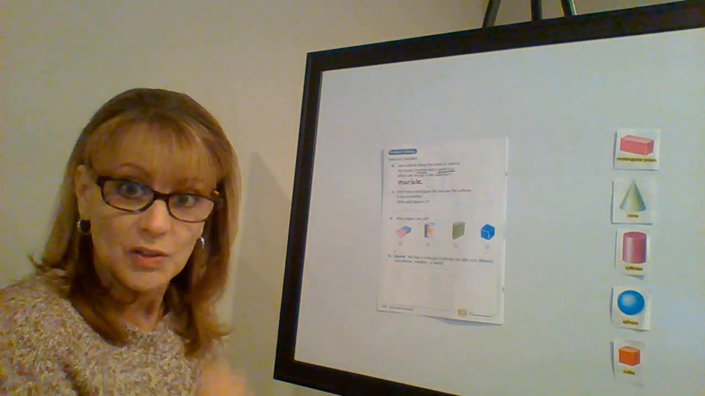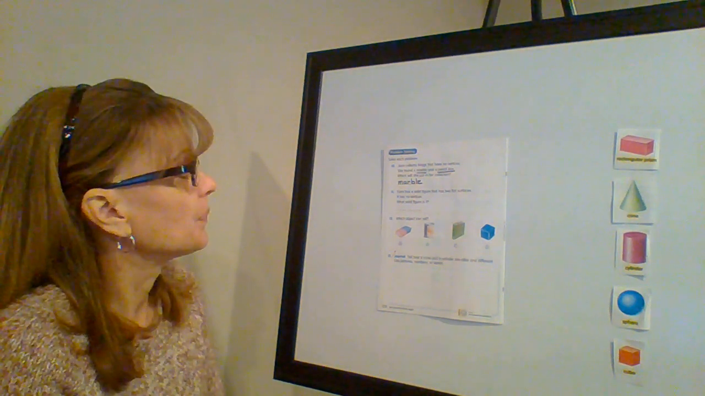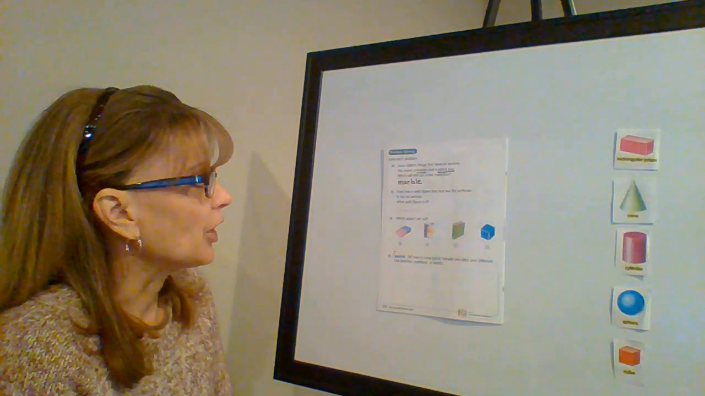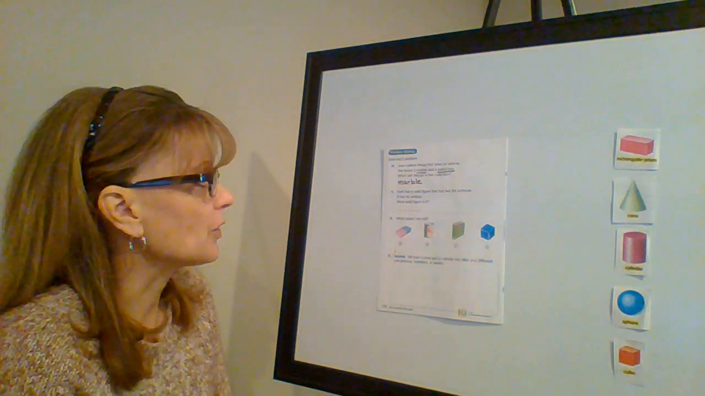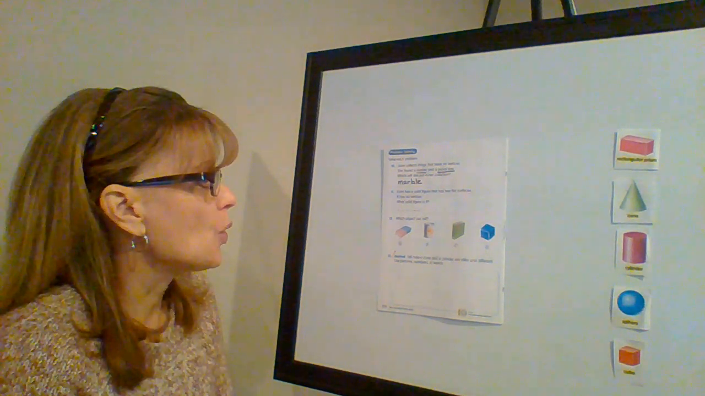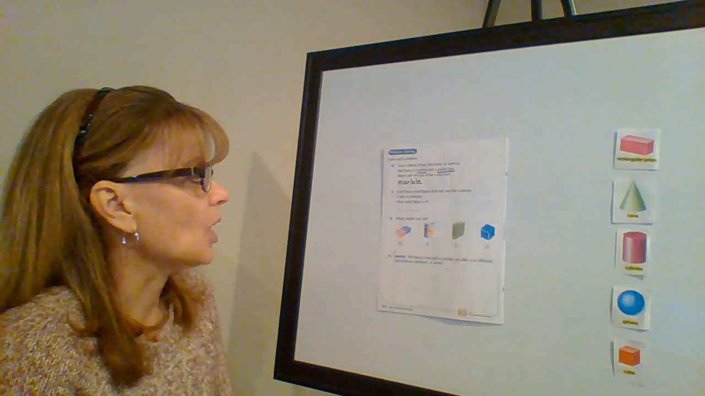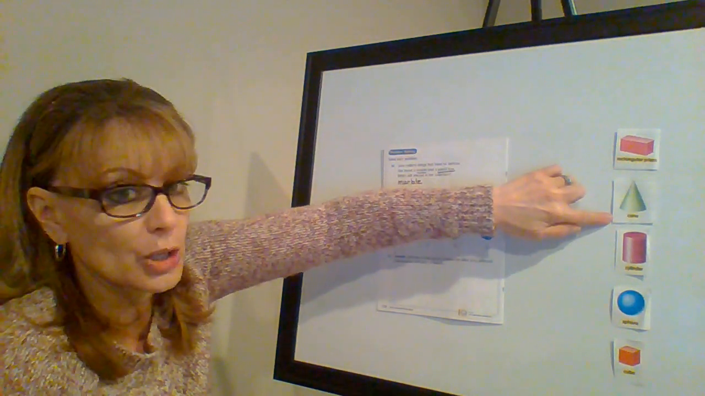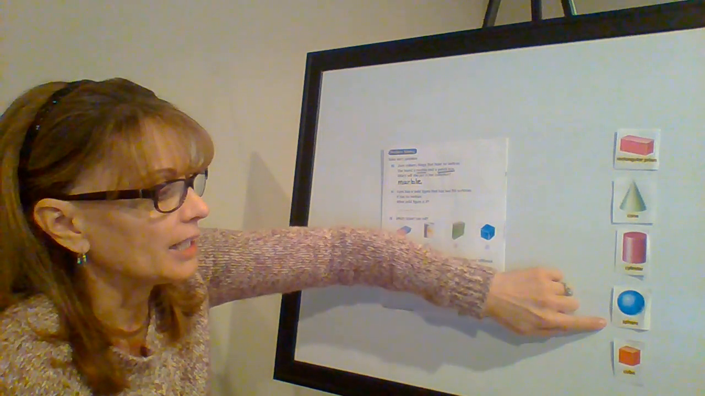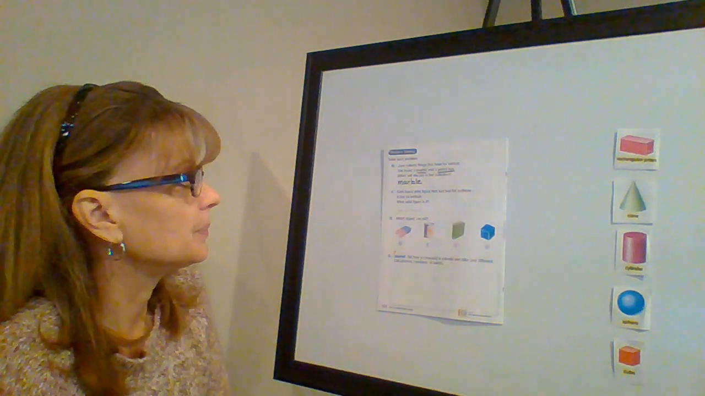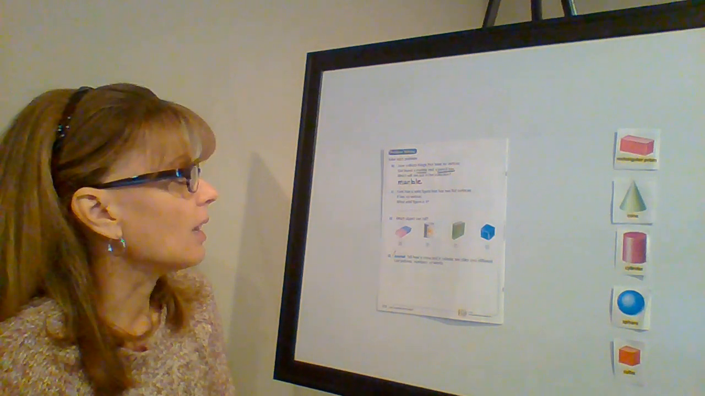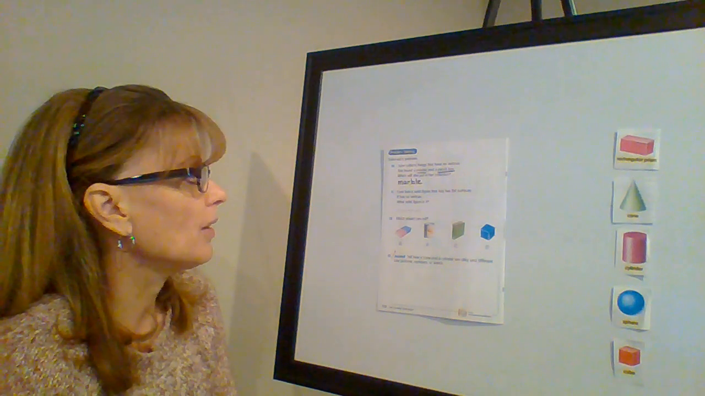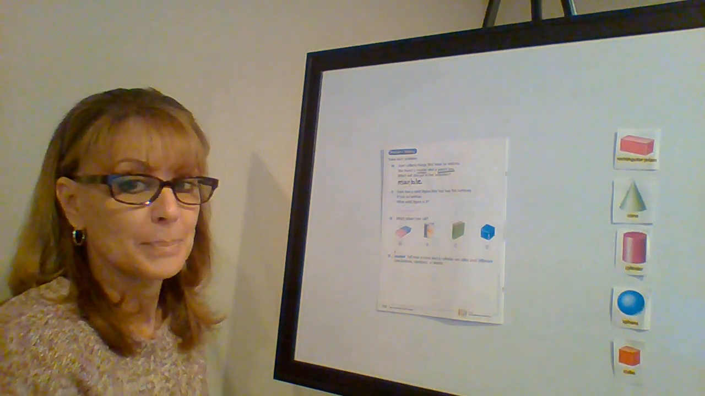A marble is a sphere. It has no vertices. Number 11. Fumi has a solid figure that has 2 flat surfaces. It has no vertices. What solid figure is it? Is it a rectangular prism, a cone, a cylinder, a sphere, or a cube? Fumi has a solid figure that has 2 flat surfaces. It has no vertices. Did you write cylinder?